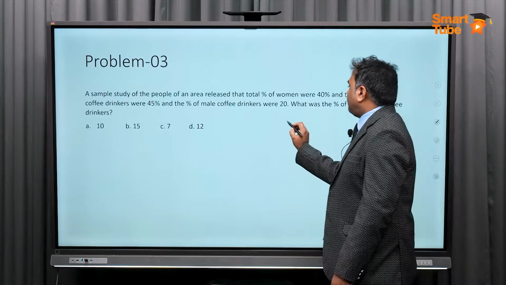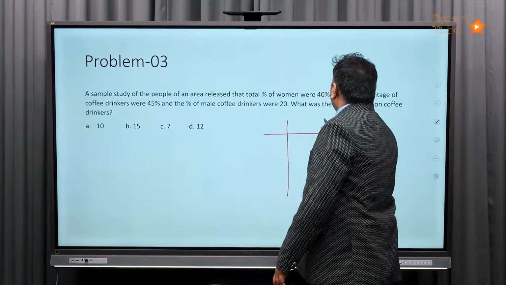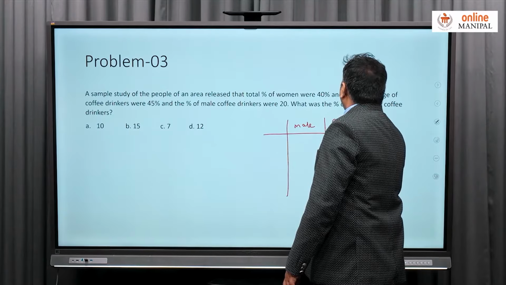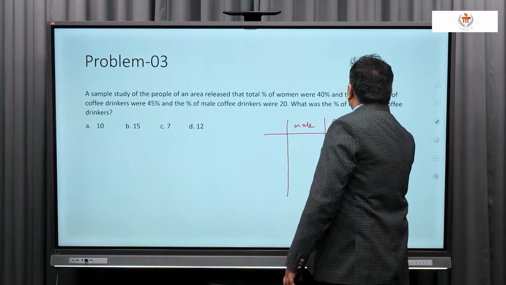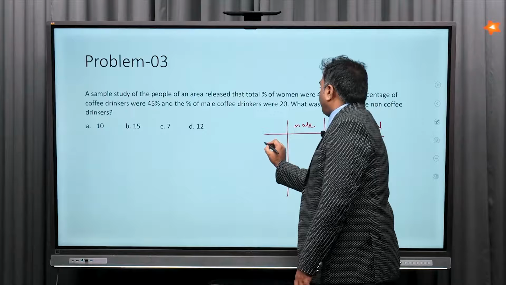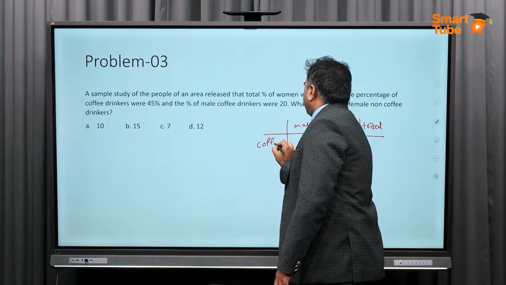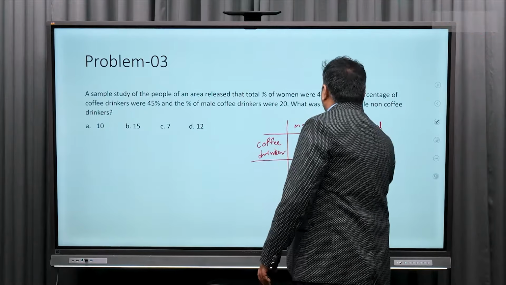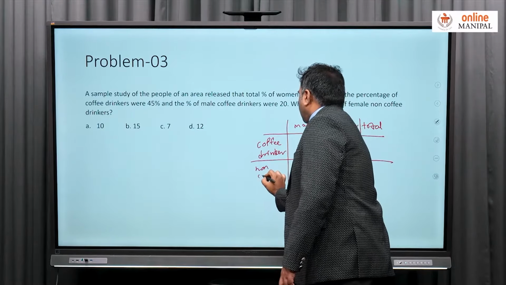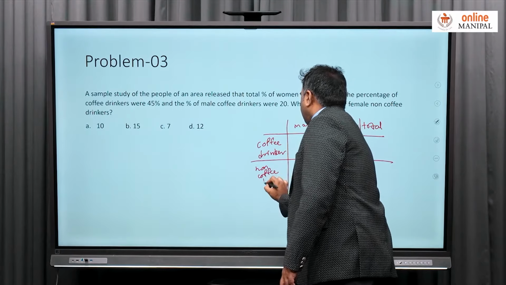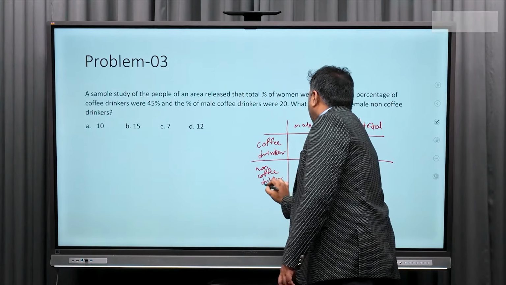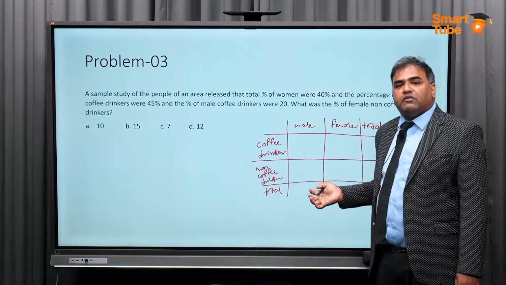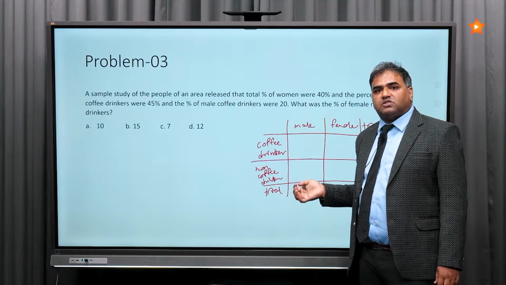Again, in this problem, they are discussing two demographic populations. Certain populations are male and female, and a certain percentage of the population are drinking coffee. They are coffee drinkers and they are non-coffee drinkers. So you can keep this format ready with you while solving this kind of question on tabulation.